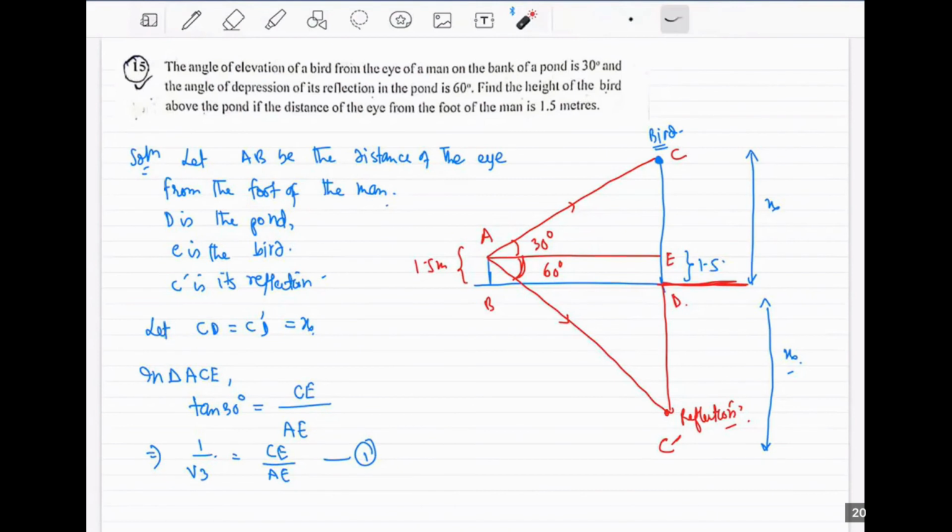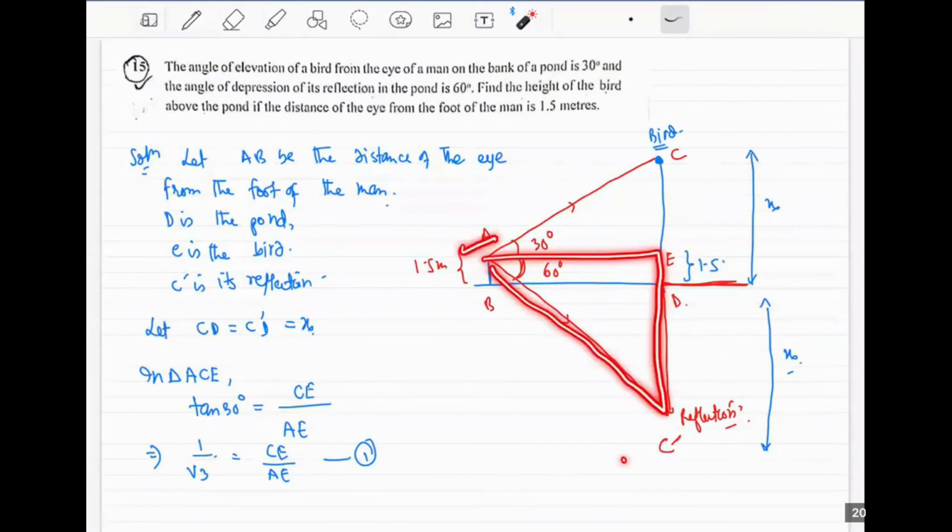Now you take the larger triangle down below. This is 60 degrees, so the opposite of 60 degree must be this part right here, C prime E. This is C prime. This part is the opposite, and adjacent will still be AE. So you take this triangle right here. What is the name? A C prime E. There is no D in there, D is in between.